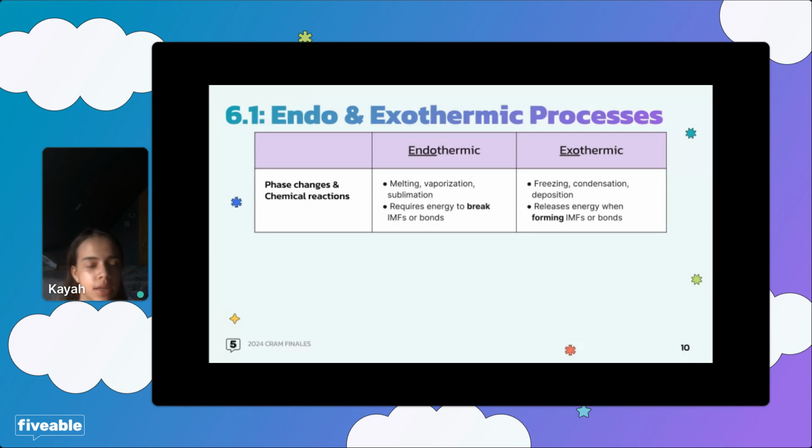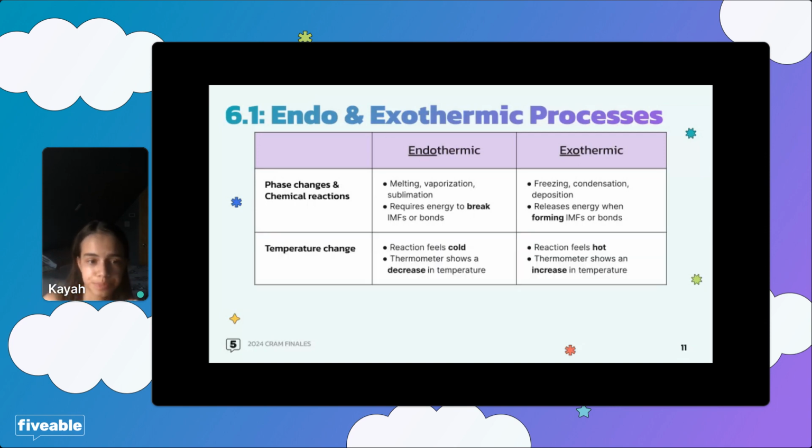And in this case, it requires energy to break the intermolecular forces or bonds. So a lot of times they will tie in intermolecular forces or bonding into endo and exothermic processes. So it's important to know that in these kinds of reactions, energy is required to break the bonds or intermolecular forces.